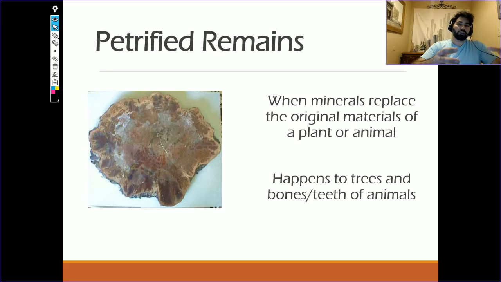What happened was the tree died, it got buried very deep, and then the wood decayed and left a void. Within the void, rocks and material started coming in and filled the void. The material that filled in the void, which was in the shape of a tree, hardened, and now you have this petrified tree.